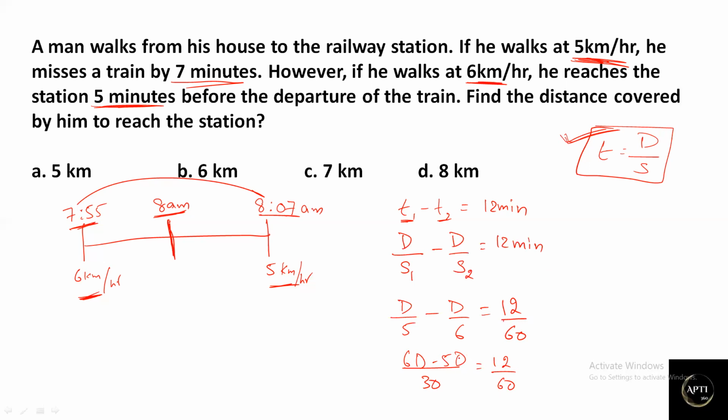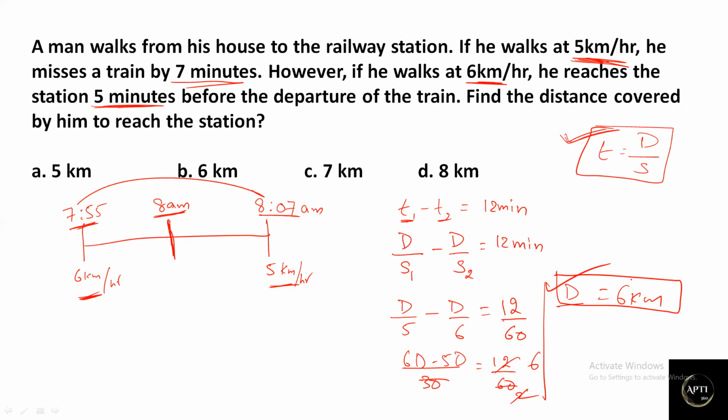Okay, now 60 minus 5d is d by... I'm just directly cancelling it out here itself. So what is 60 minus d? d is equal to 6 kilometers. That's it. That's what we need to find, right? Find the distance covered by him to reach the station. So d is equal to 6 kilometers.